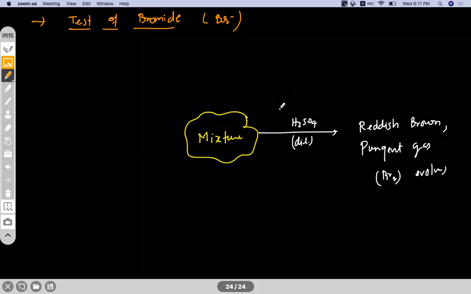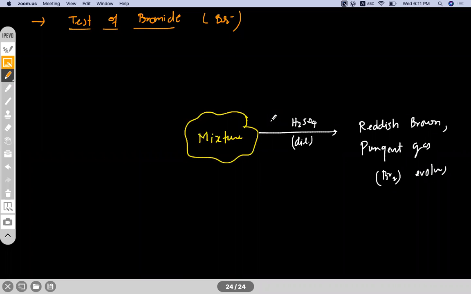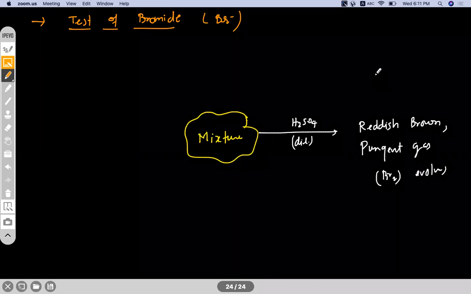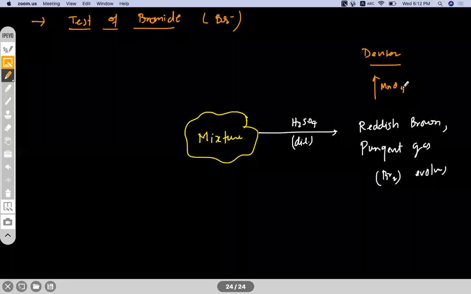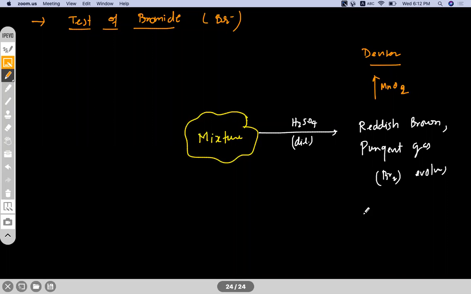Another one, in this solution, if you add MnO2, the solution becomes denser. The solution becomes denser if you add MnO2.